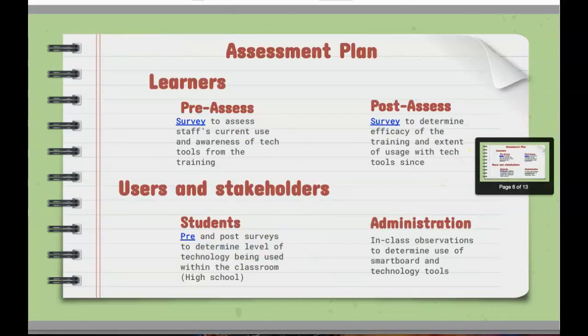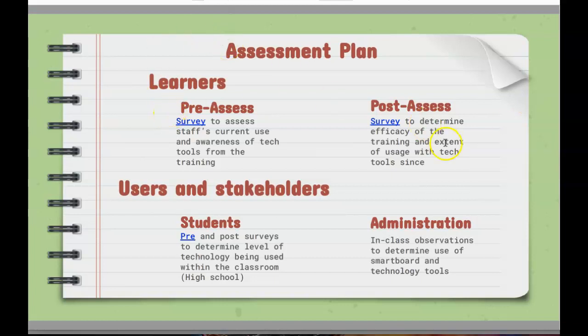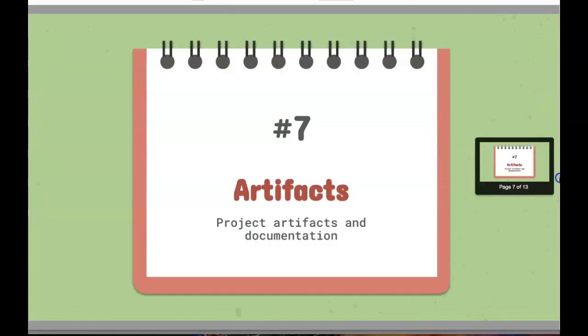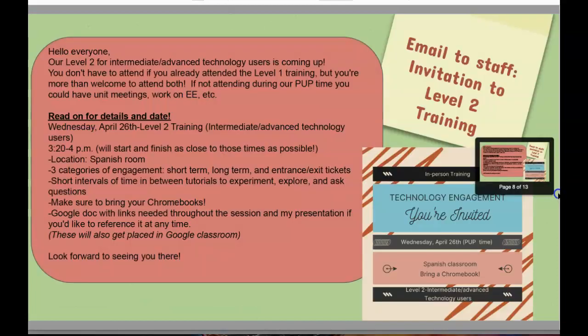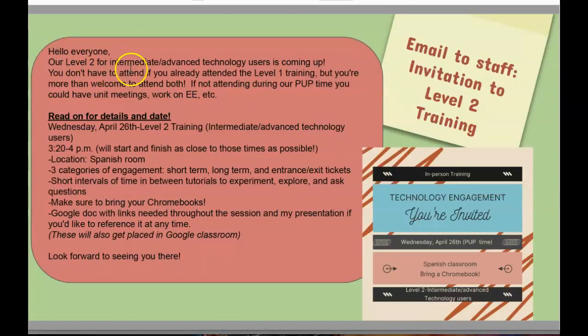All right. So let's go to assessment plan. So you've got pre-post for learners, user and stakeholders, students, pre and post surveys to determine level of technology being used in the classroom. Nice. Administration and class observations. Oh, good. Okay, that's great. Next, artifacts. Project artifacts and documentation. Okay, and read on for details and date.